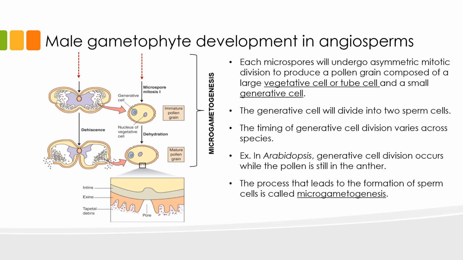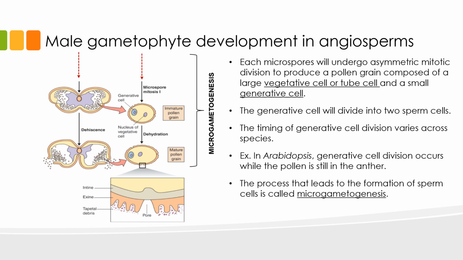Pollen grains then undergo a controlled process of desiccation that brings it to full maturity. The controlled desiccation process serves to arrest the metabolic processes in the cell until such time that it is ready for pollination. The whole process that begins with the asymmetric division of the free microspores up to the division of the generative cells to produce 2 sperm cells and pollen grain dehydration is called microgametogenesis.